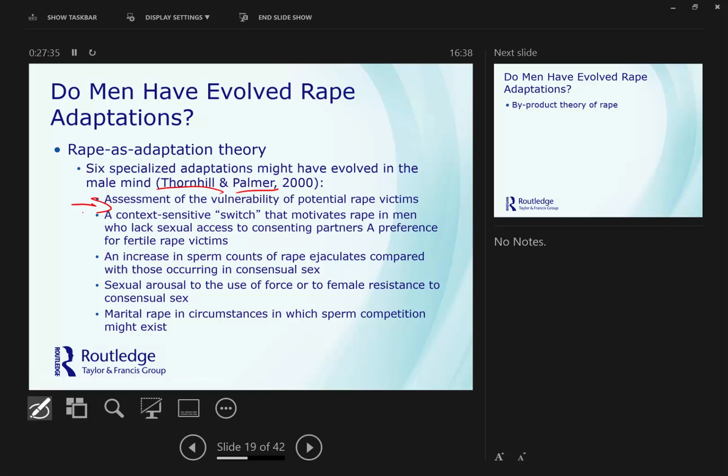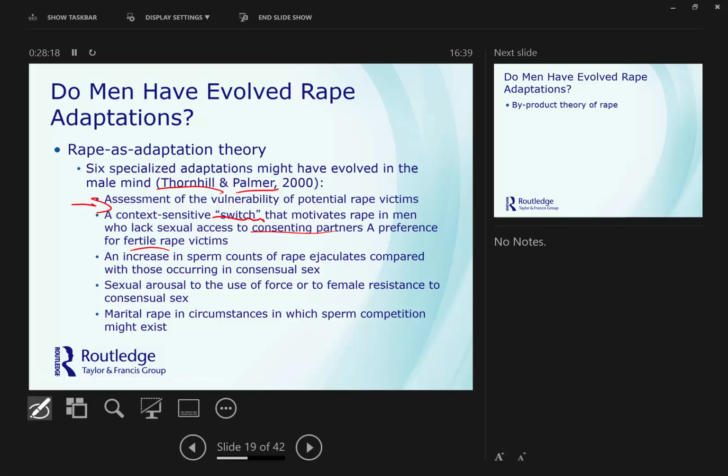Even for sexual harassment, once you hit about 43 years old, it drops off. There aren't as many issues with sexual harassment. If you're thinking about this as trying to get access to that reproductive resource, that would make some sense. Postmenopausal women would not be as heavily targeted. They would think there would be what we call a context-sensitive switch, right? You would look for those fertile rape victims, particularly if you were not able to get consenting partners, because if you are trying to send your genetic material forward, you're not able to do that through some sort of consensual approach.